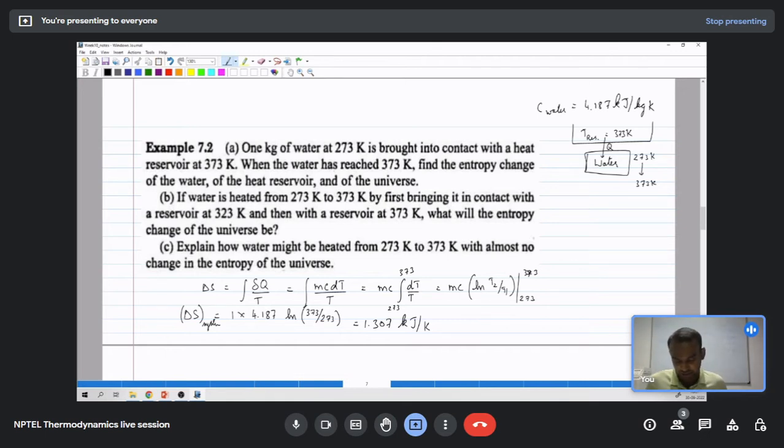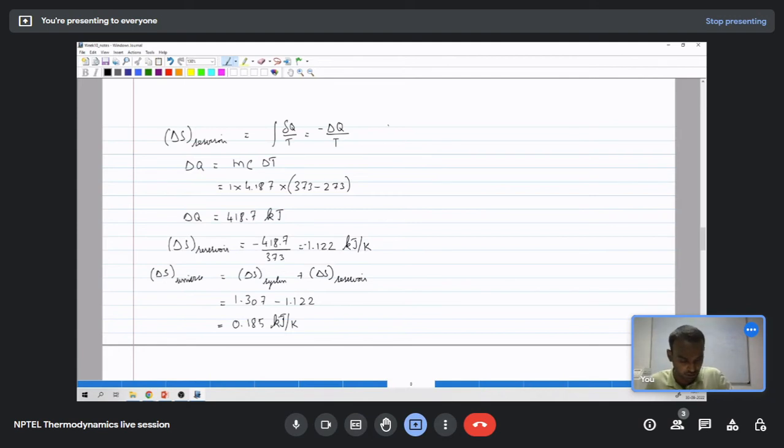In the second part, we had two thermal reservoirs, one at 323 Kelvin and the second at 373 Kelvin. So first the water is heated from 273 to 323 using the 323 Kelvin reservoir, and then from 323 to 373 using the higher temperature reservoir. Just to draw the schematic, we had water at 273 Kelvin. Sorry, this is a closed system, and then we had thermal reservoir 1 at 323 Kelvin.